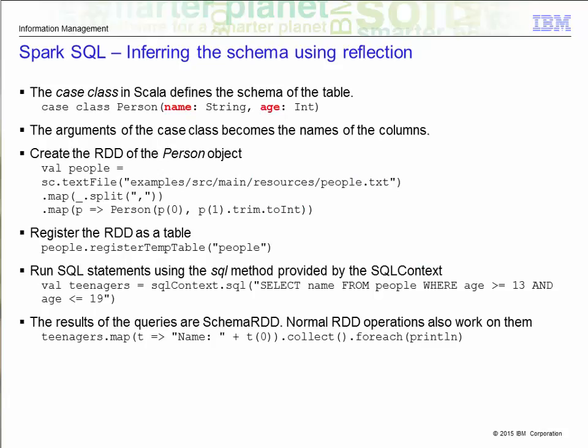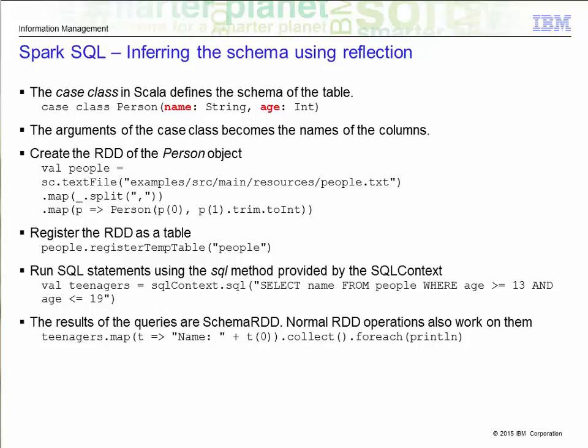The first of the two methods used to determine the schema of the RDD is to use reflection. In this scenario, use the case class in Scala to define the schema of the table. The arguments of the case class are read using reflection and become the names of the columns. Let's go over the code shown on the slide. First thing is to create the RDD of the person object. You load the text file in using the text file method. Then you invoke the map transformation to split the elements on a comma to get the individual columns of name and age. The final transformation creates the person object based on the elements.